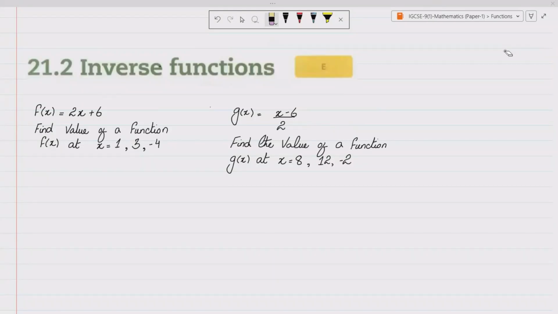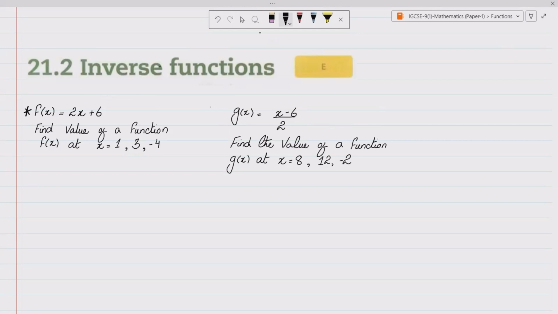Let's see what is meant by the inverse function. For this, first of all, just see these two concepts. Here we have a function f of x, which is 2x plus 6, and we are asked to find the value of this function at x equals 1, at x equals 3, and x equals minus 4.